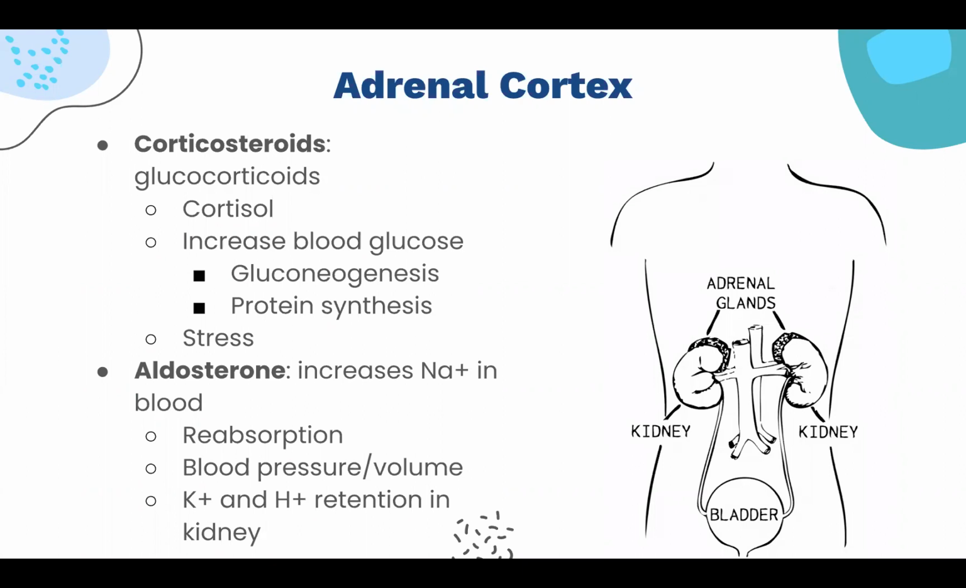Aldosterone also reduces the reuptake of potassium and hydrogen ions in the blood. So more potassium is secreted by the urine. I'm not entirely sure why this happens. If you guys know, feel free to type in the chat, but you just need to know that potassium and hydrogen ions are retained in the urine.